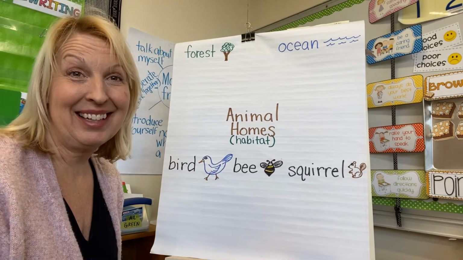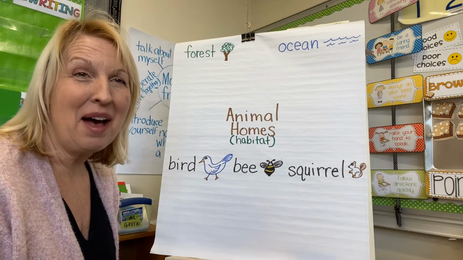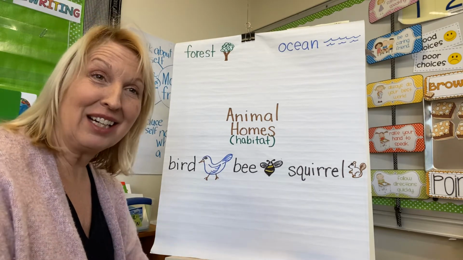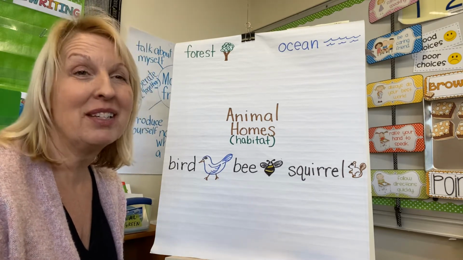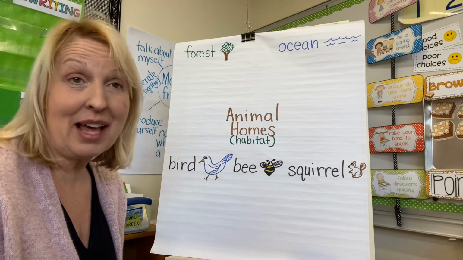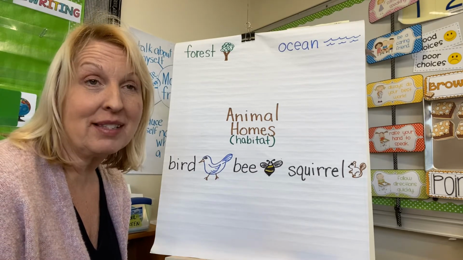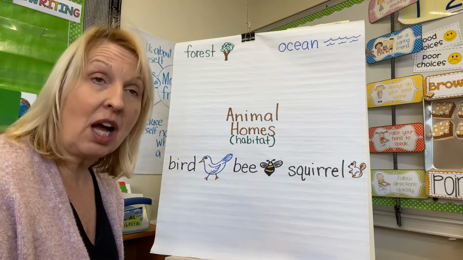Hi, K1 kindergarten friends. Mrs. Rutledge is here to make a chart with you. We're going to talk about animal homes. That is our theme this week for Unit 7, Week 3. And we're going to talk about animal homes.